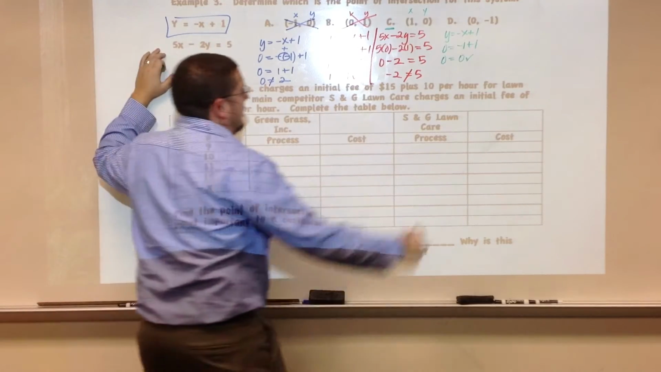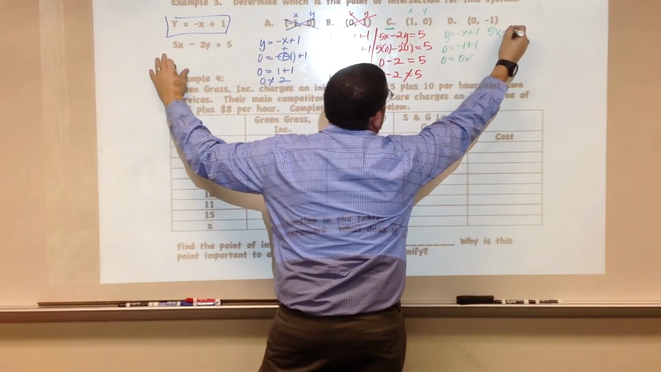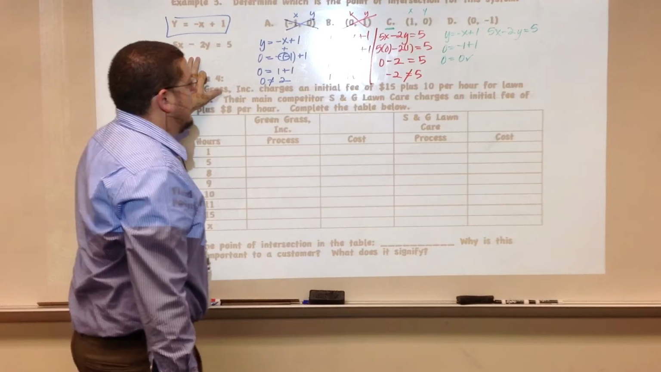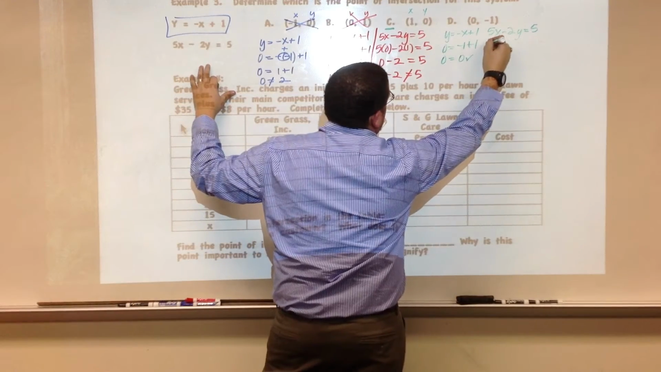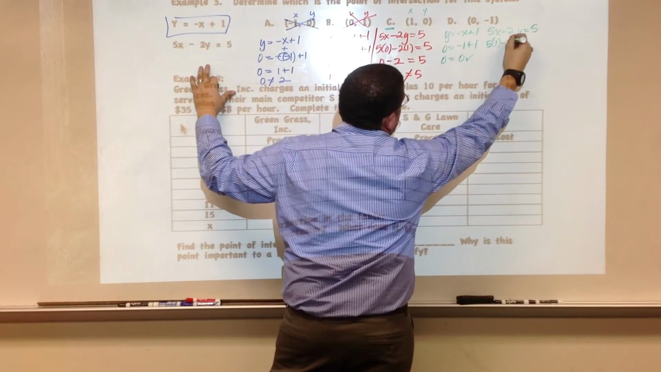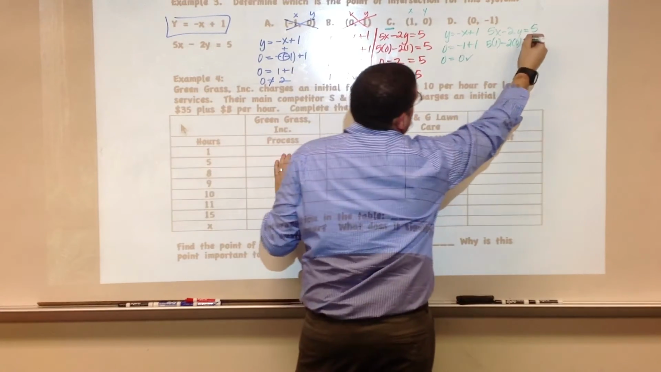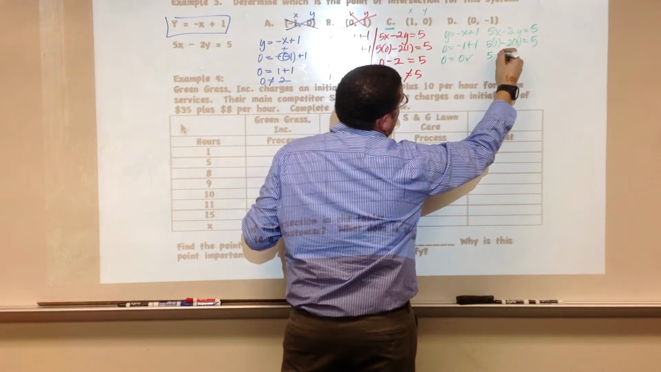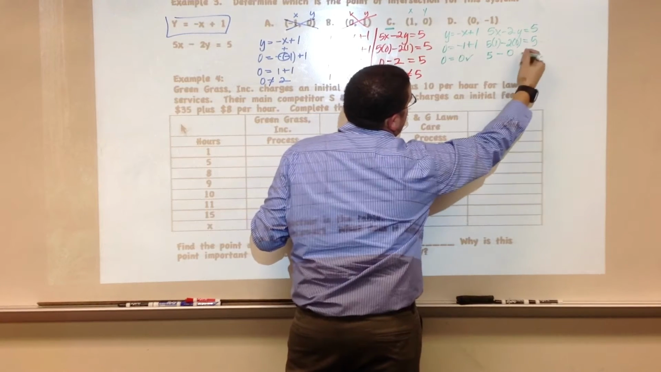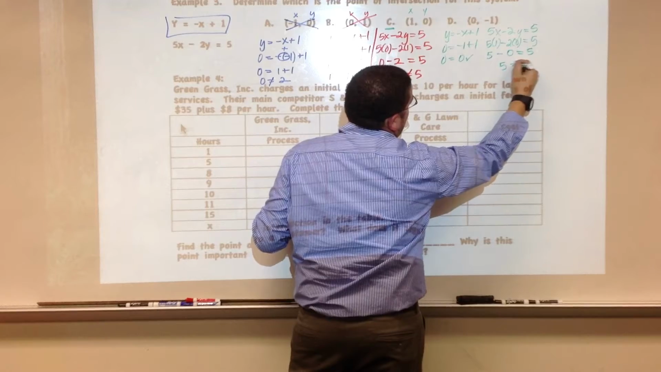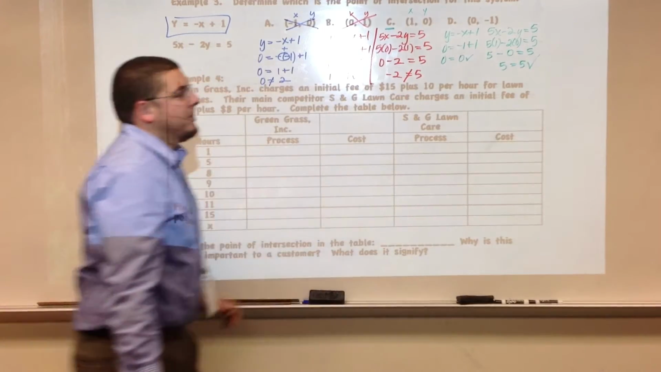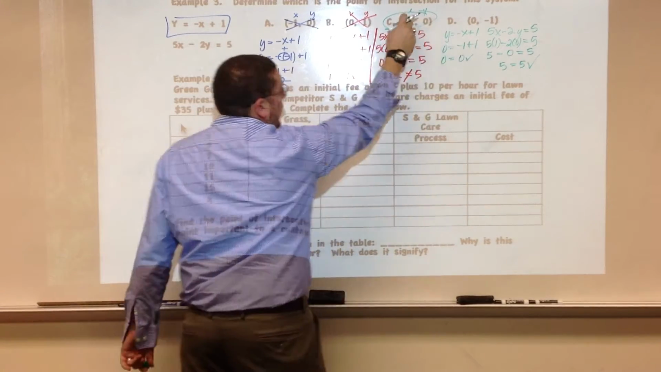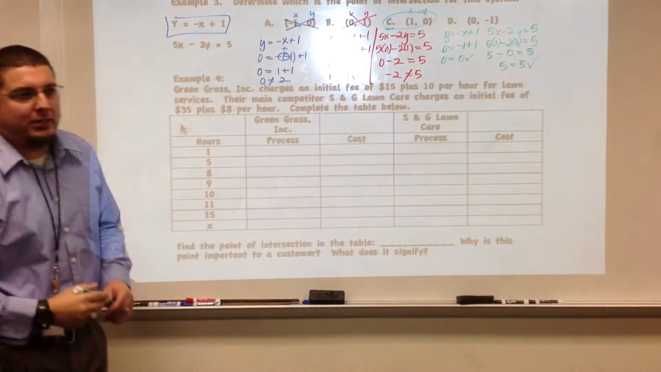So let's go to the second equation. We have 5x minus 2y equals 5. I'm going to plug in 5 times 1, because that's my x value, minus 2 times 0, because that's my y value, equals 5. 5 times 1 is 5. Minus 2 times 0 is 0, equals 5. 5 minus 0 is 5. 5 equals 5. Does that make sense? Absolutely. Since those both make sense, C is my answer, because this point works in both equations.